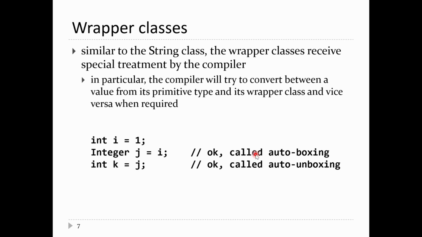And so this is called autoboxing. What the compiler does here is it takes that int, the value of i, converts it to an Integer object, and stores a reference to that object in j. You can also go the other way around. If I have an int k and I would like to assign it the value that's stored in j, I can write k equals j like that, and that's called auto-unboxing. So the compiler takes the Integer object here, extracts its value, which is 1, and then stores the value 1 in k. So the compiler will attempt to automatically convert between the wrapper type and its corresponding primitive type, and vice versa.